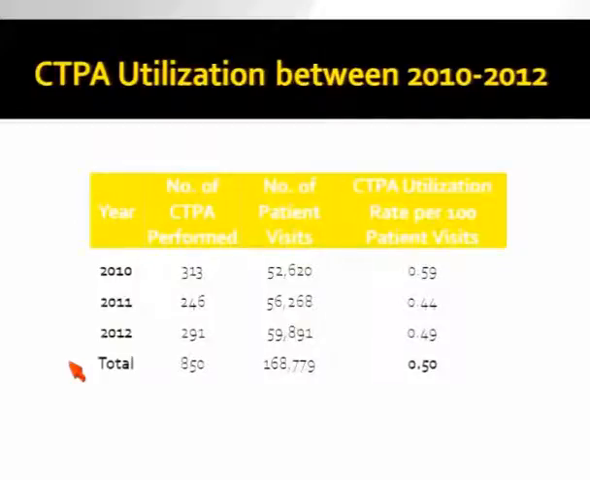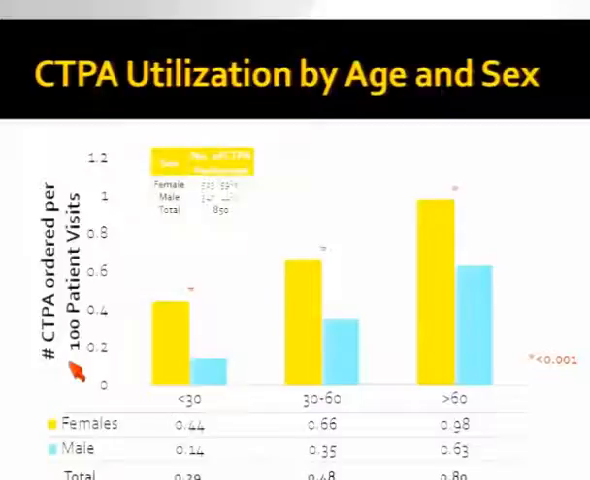Over the last 3 years, an average of 0.5 CTPA scans were ordered per 100 patient visits. This number has remained relatively stable despite an increase in patient volume at my hospital. If we break this down by age and sex, we see that use is significantly higher in females and older populations. The difference is most striking in the under 30 female group, where females were getting 3 times as many scans as males. A large difference is also seen between the younger and older patients, where patients over 60 are getting scanned more than 2 times as many times as those under 30.